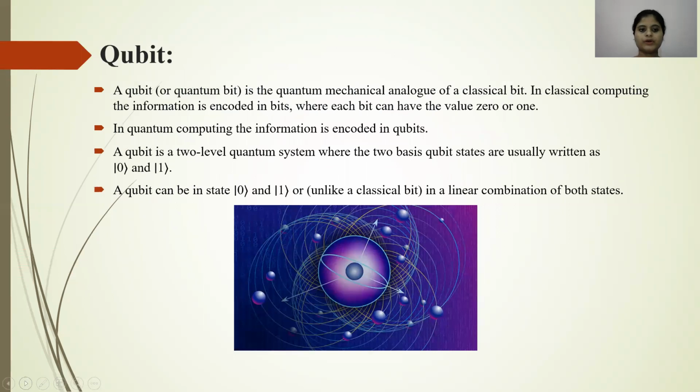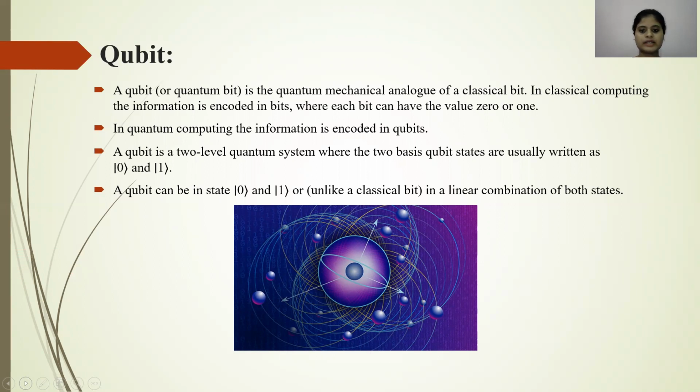Qubit. A qubit, or quantum bit, is the quantum mechanical analog of a classical bit. In classical computing, information is encoded in bits, where each bit can have the value 0 or 1. A qubit is a two-level quantum system where the two basis qubit states are usually written as 0 and 1. A qubit can be in state 0 or 1, or, unlike a classical bit, in a linear combination of both states. This phenomenon is called superposition.